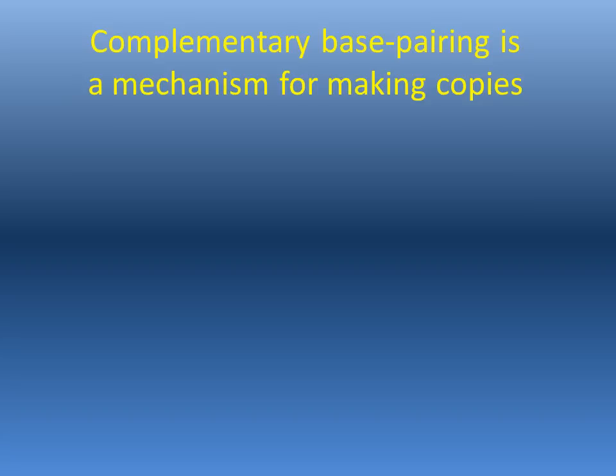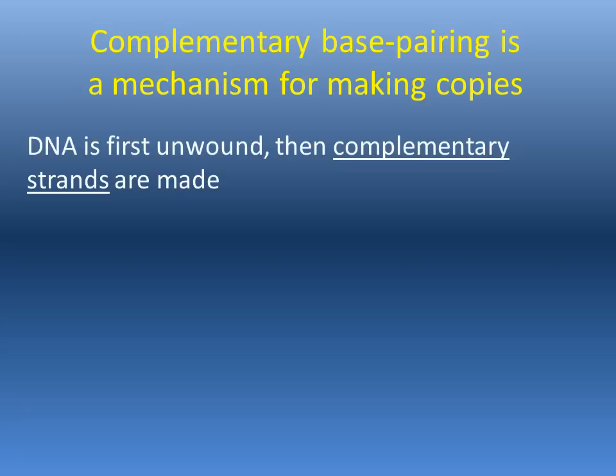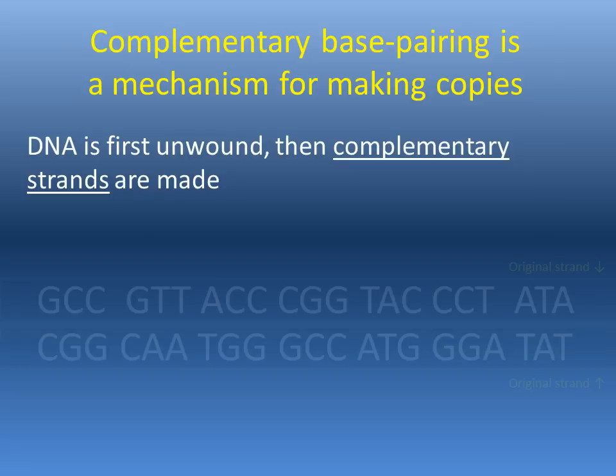Now those base pairing rules are important because that's a mechanism for making exact identical copies during DNA replication. We call this complementary base pairing. And in general, the overview of DNA replication, we see that DNA has to be unwound, those hydrogen bonds have to be broken between the bases, and then we make complementary strands to each of the original ones.